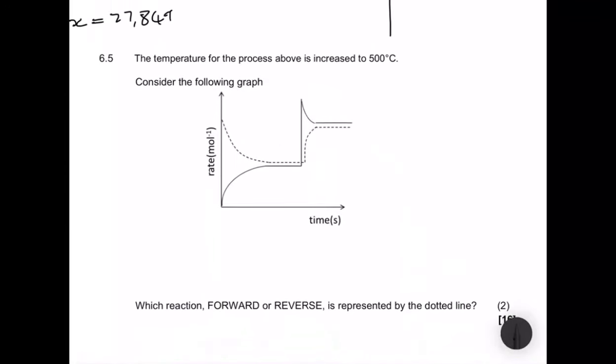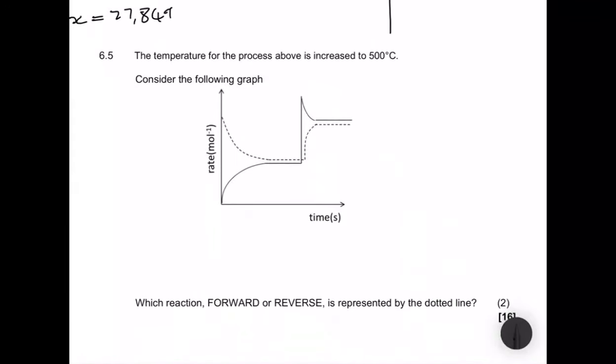So 6.5, last but not least, says the temperature for the process above is increased to 500 degrees Celsius. Consider the graph, and then there we have a graph. Which reaction, forward or reverse, is represented by the dotted lines? First of all, let's focus on the reverse reaction. We know that the reverse reaction is endothermic. So when we increase the temperature, the reverse reaction should be favored the most, right?